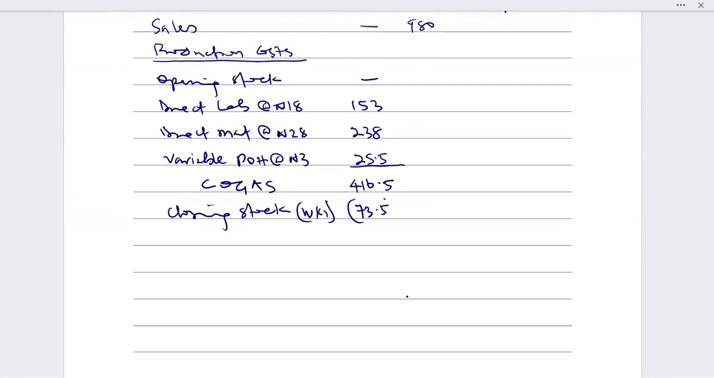73.5. When you minus, what do you get? 416 minus 73.5 is 343.5. So this represents the cost of goods sold. Immediately after the cost of goods sold, you must add variable non-production cost.